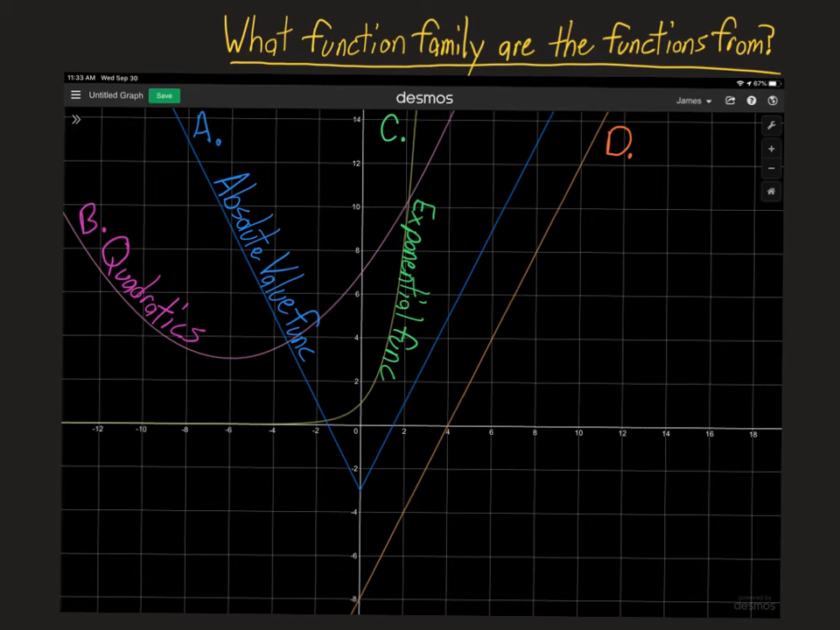And last but not least, that straight line. Hopefully you guys know that one because that's the one we keep doing in class. And that is a linear function. Or linear equation. Function and equation are pretty interchangeable in this situation here, what we're doing. So those are the names of the 4 function families. Hopefully you're familiar with those. It's going to help you learn them later.